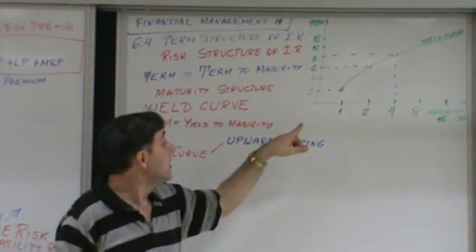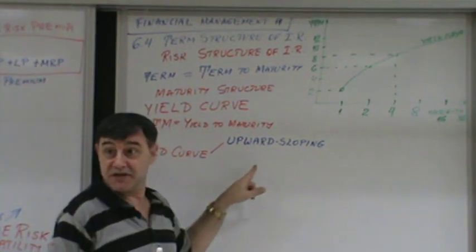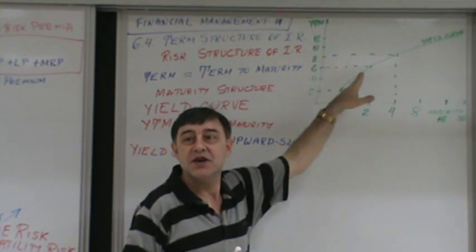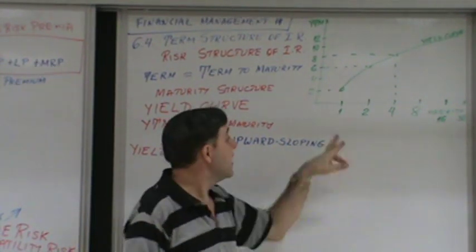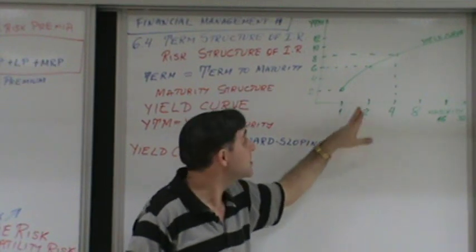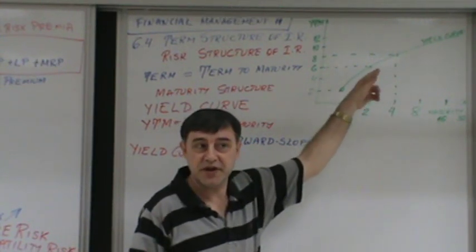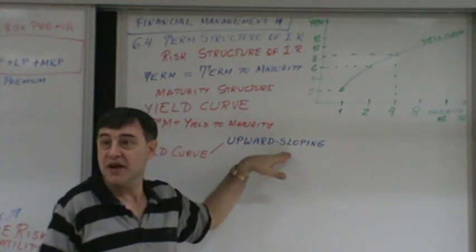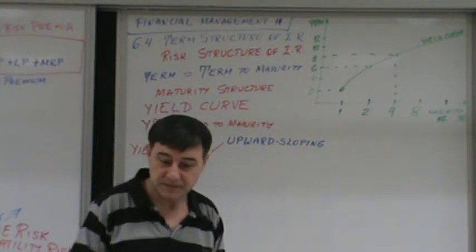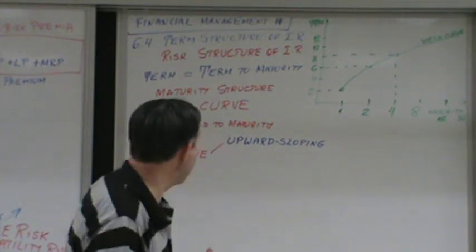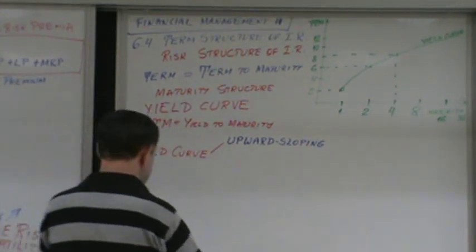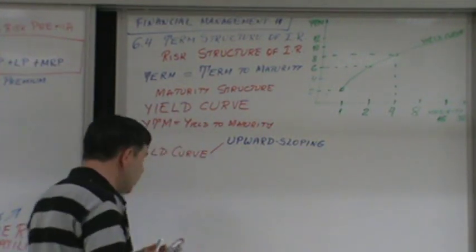Upward sloping yield curve is a yield curve where yields rise with maturity. As maturity increases, yields increase. Okay? That's it. That's an upward sloping yield curve. Okay? Then you have, they call it, okay, let's do this here. Downward.